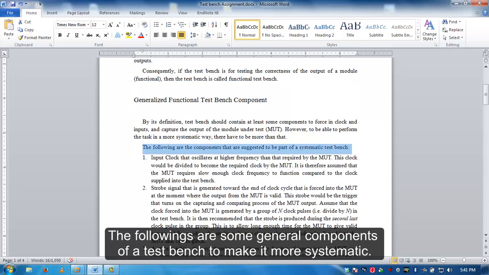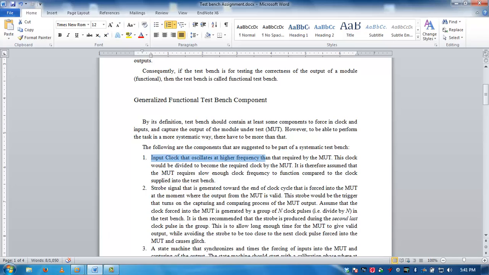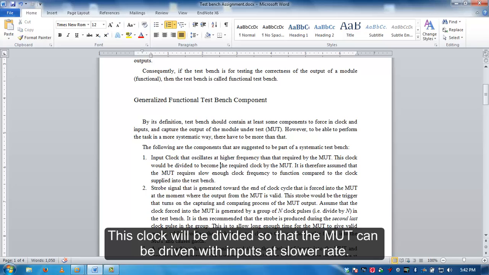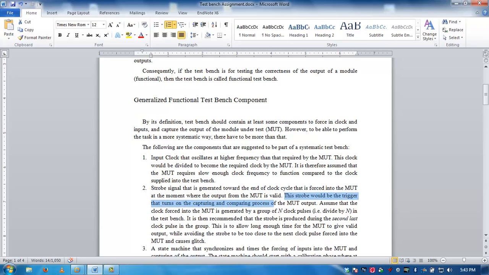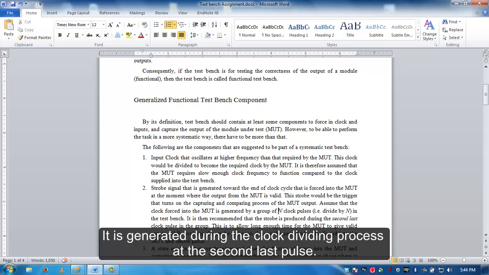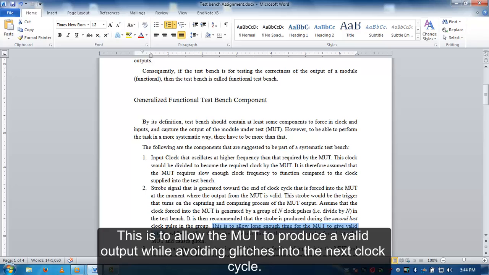The following are some general components of a test bench to make it more systematic. First is an input clock to drive the test bench itself. This clock will be divided so that the MUT can be driven with inputs at a slower rate. Next is the strobe signal to allow us to monitor the output of the MUT only at predefined times. It is generated during the clock dividing process at the second last pulse. This is to allow the MUT to produce a valid output while avoiding glitches into the next clock cycle.